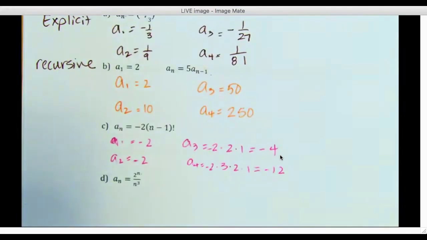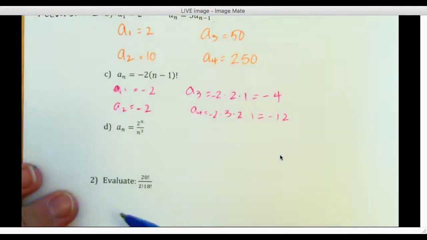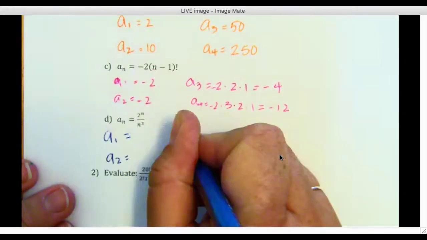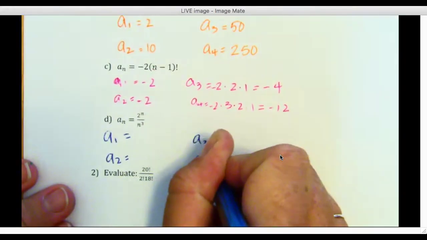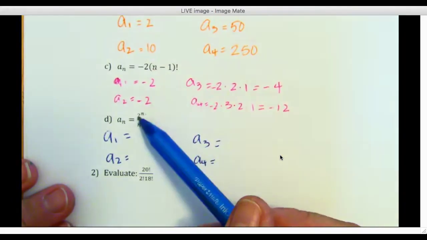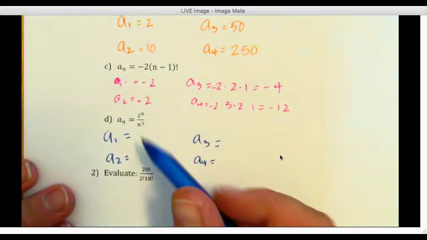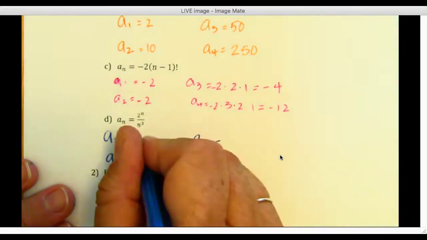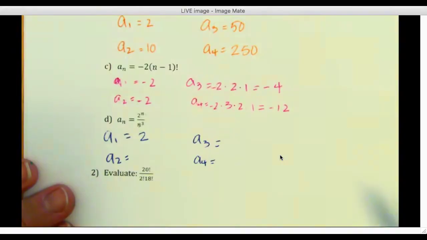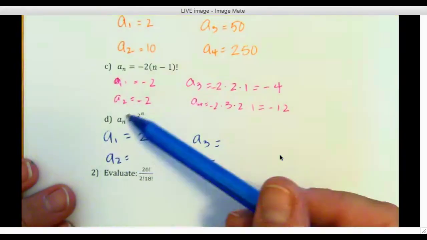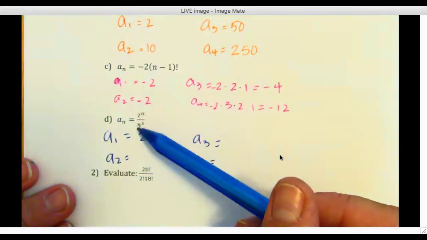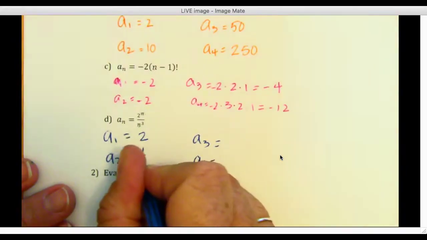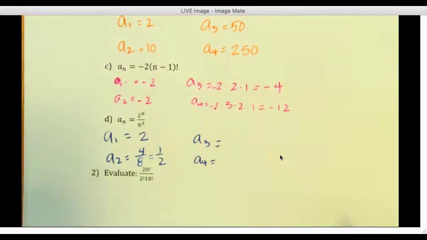In the next example, we have two places where we're plugging in n. So I'm still finding a1, a2, a3, and a4. Plugging in 1 here, 2 to the first power is 2. And plugging in 1 here, 1 cubed is 1. 2 over 1 is just 2. Plugging in 2, 2 squared is 4. 2 cubed is 8. So that would be 4 over 8, which is 1/2.